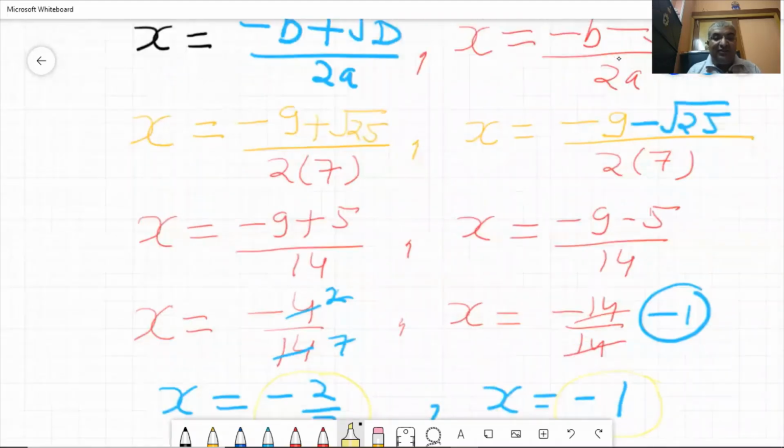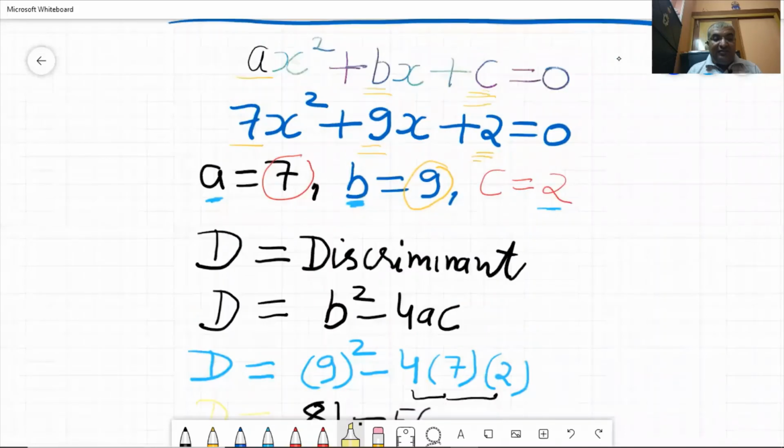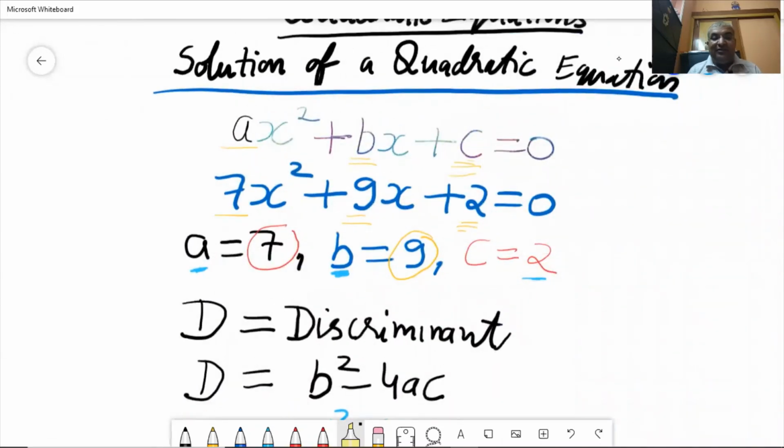We'll revise it quickly. Please concentrate. We started with the basic quadratic equation. Please see, it was ax square plus bx plus c is equal to 0. An example was 7x square plus 9x plus 2 is equal to 0. And we calculated the values of a, b, and c. A was the coefficient of x square, b was the coefficient of x, and c was the constant term. Constant means the term without x.